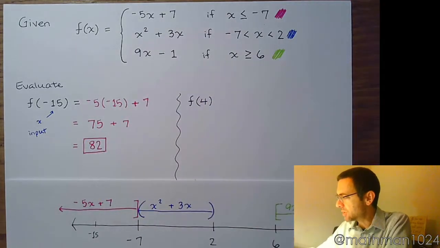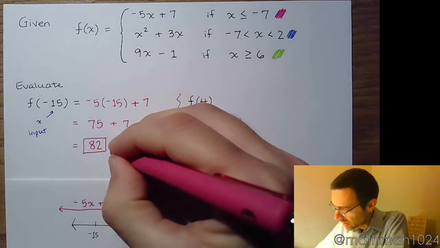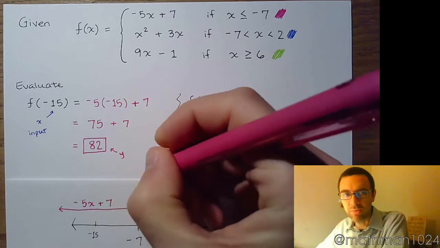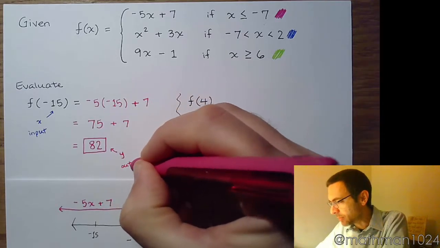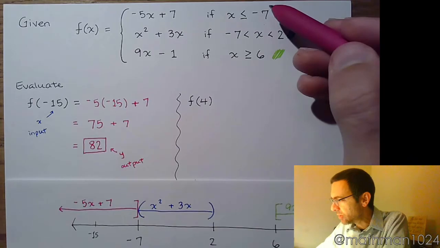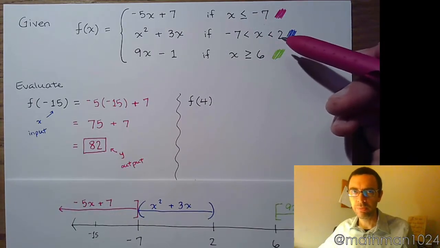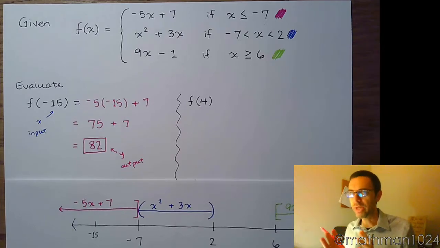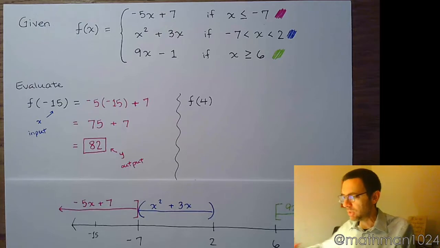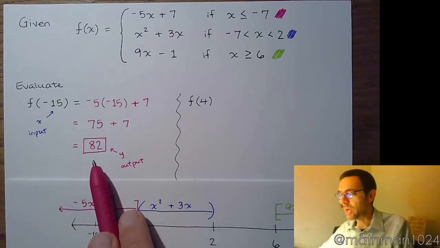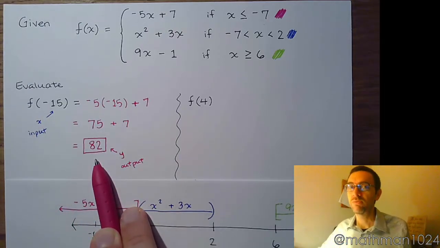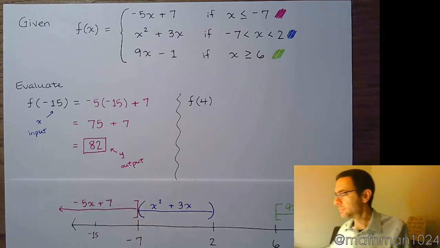This 82, this is my corresponding y value. This is my output. And none of these statements over here have anything to do with what the output's going to be. There's nothing here that says, oh, your output has to be less than -7 or it has to be greater than anything. No. You plug in this value for x and you get y. It just is what it is, right? There's nothing to test this against. It's just you get 82.